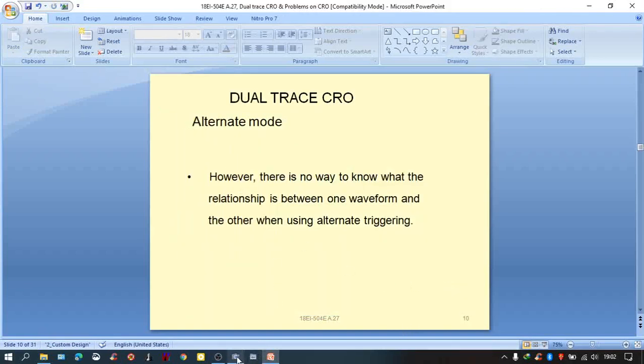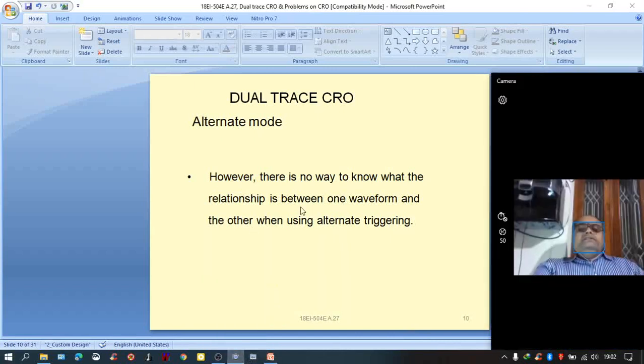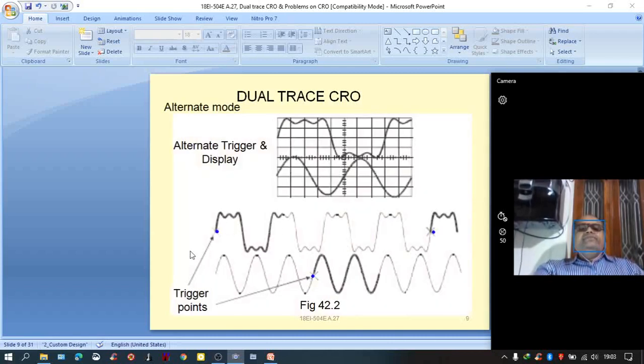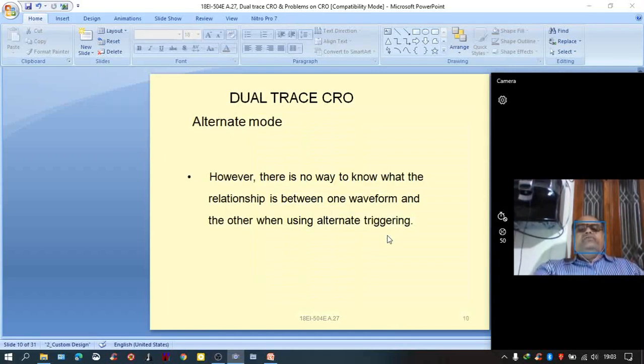However, there is no way to know what the relationship is between one waveform and the other when using alternate triggering. Using alternate triggering, you will see the waveforms separately and you cannot go for comparison of these two waveforms.